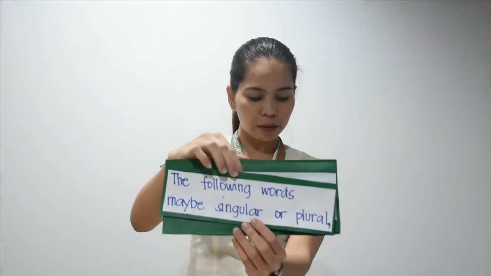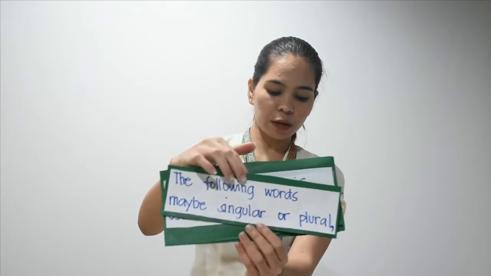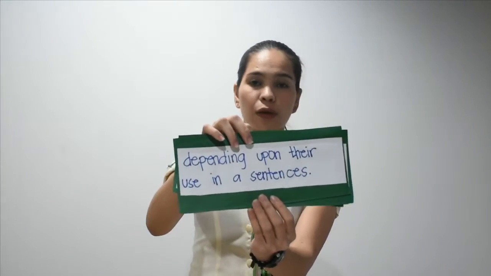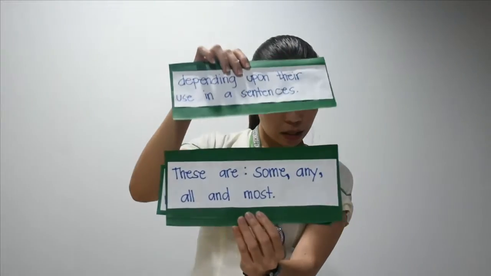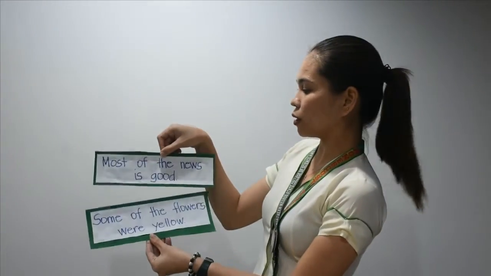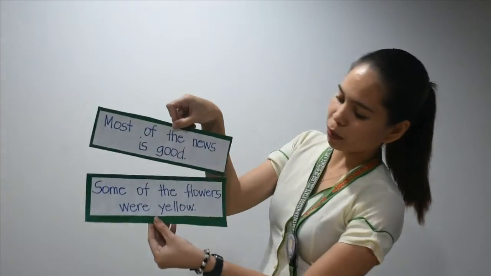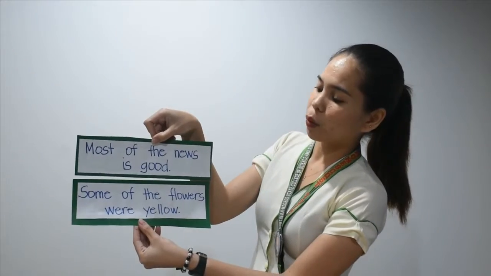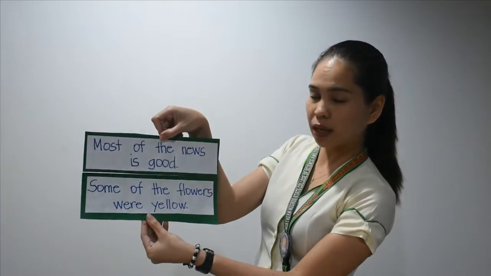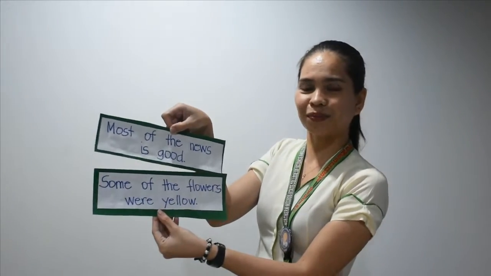And for the last rule, rule number 3, we have the rule that the following words may be singular or plural depending upon their use in the sentence. These are some, any, all, and most. For the given examples, we have: most of the news is good, some of the flowers were yellow. Where "is" is singular and the word "were" is plural.